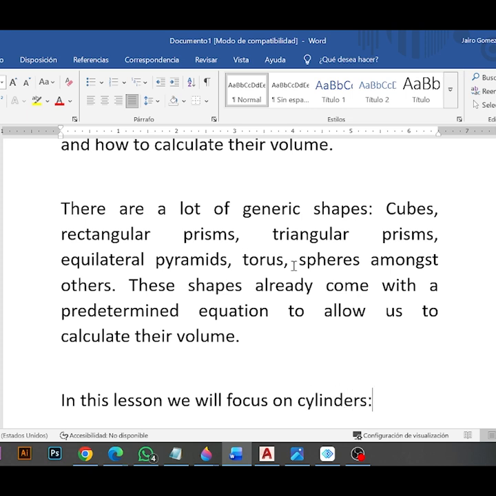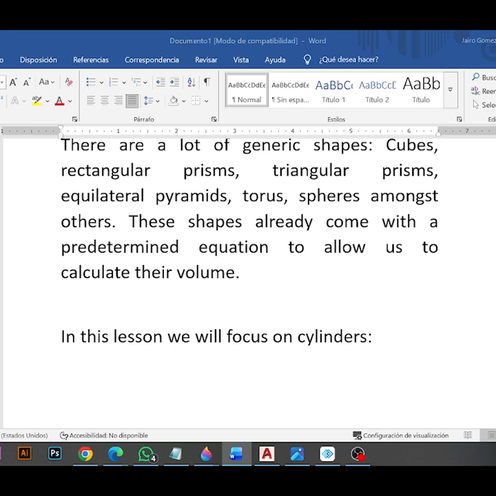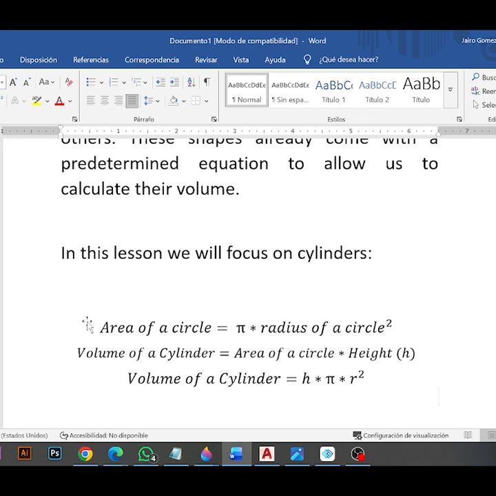So you might be asking yourself, what's the equation of a cylinder? Well, a cylinder has the following equation. You first have to calculate the base of the cylinder, which is a circle. And so we know that the area of a circle is pi times the radius of the circle squared. And so the volume is just taking that and multiplying it by the height. So our final equation for the volume of a cylinder is the height times pi times the radius of the circle squared.